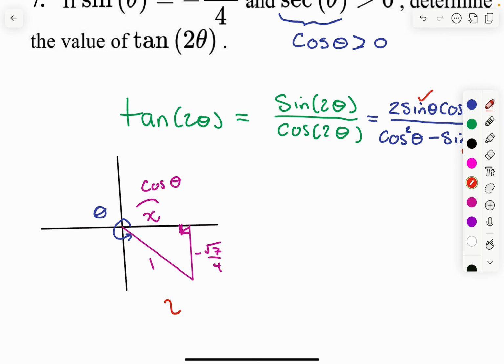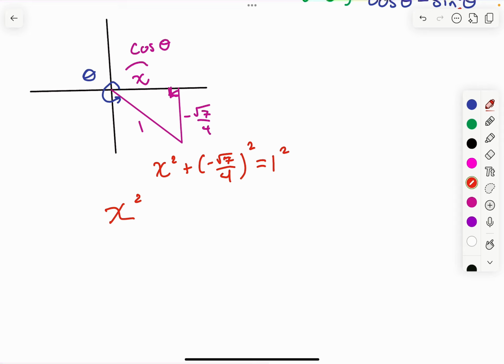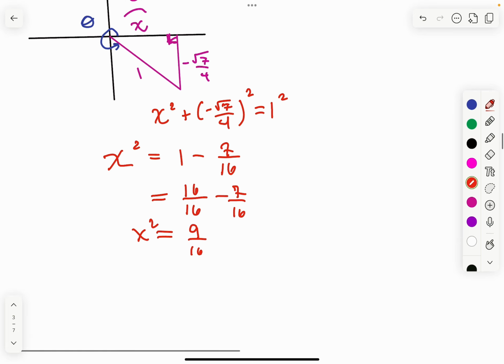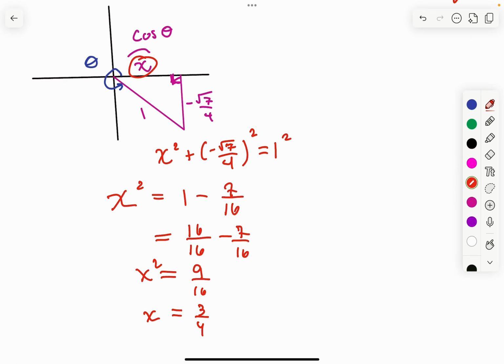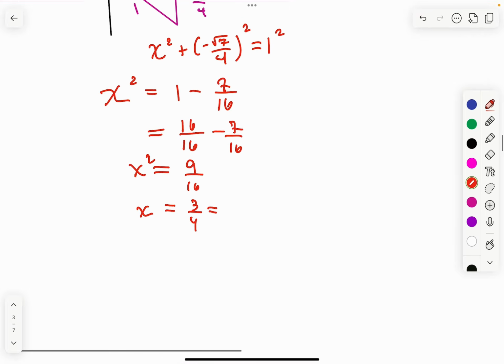So x squared plus negative root 7 over 4 squared is equal to 1 squared. So now I know that x squared is equal to 1 minus 7 over 16, or in other words, 9 over 16. Okay, therefore, if I square root, I get 3 over 4, and I didn't use the negative square root because x is clearly positive in this diagram. So now I know that x, again, which is cosine of theta, is 3/4.